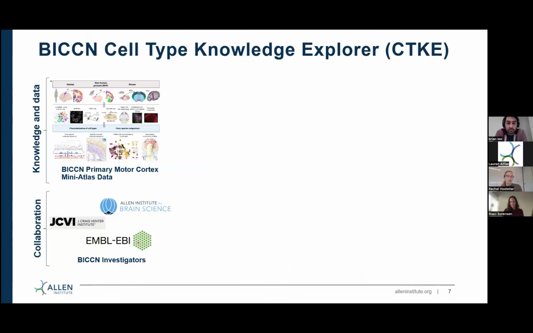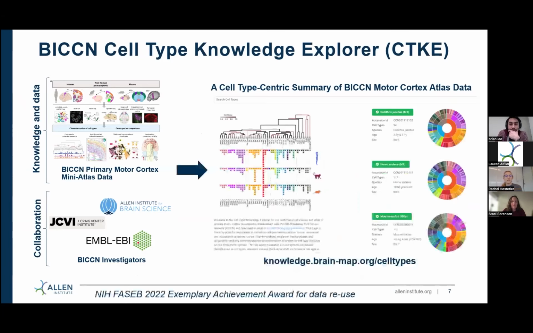And so all of this data, again, was generated in these studies, and then together with collaboration between the Allen Institute and other members of BICCN, the Cell Type Knowledge Explorer, or the CTKE, was created to access this data. So this data is online, freely available to use and you can access it through a web browser. And so in this next part, I'm going to show how you can actually access this data, how you can use the CTKE, and the type of information that you can get from it.